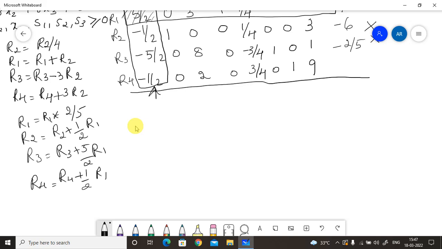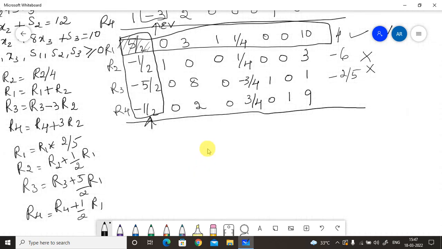Okay, now what will be the first value here? 5 by 2, right? We got 5 by 2, so we have to make it 1 here. It will become 1, because the formula is R1 equal to 2R1 by 5. So this becomes 1, and this becomes 0. 3 becomes 6 by 5. This becomes 2 by 5. 1 by 4 will become 2 by 20. Okay, and 0 and 0 remain the same. This will be 0 0, and last it will be 10 into 2 by 5, 20 by 5. 20 by 5 you can write as 4.